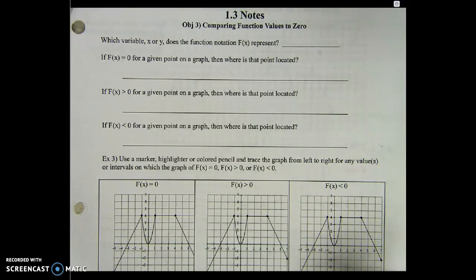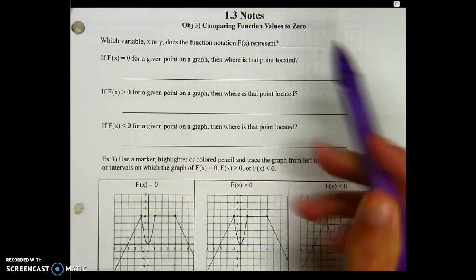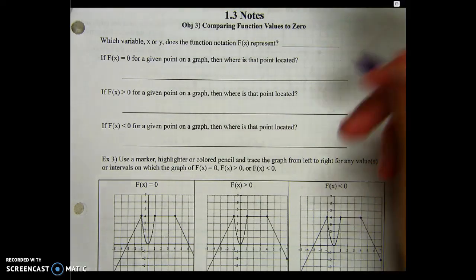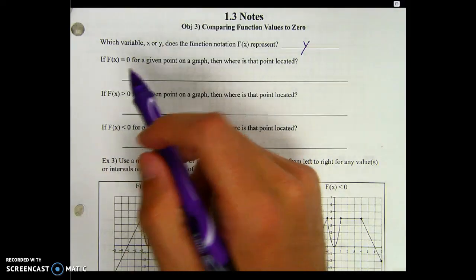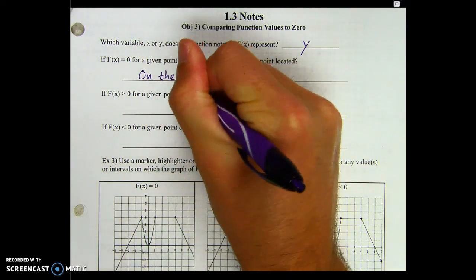Alright, so first question we have is, which variable, x or y, does the function notation f of x represent? And we've been saying for the last few years that f of x is synonymous with y. Right? So if you have f of x, really you're just talking about the output or the y value. Now if f of x is equal to 0 for a given point on the graph, then where is that point located? If the y value is 0, then you know that you are right on the x-axis.